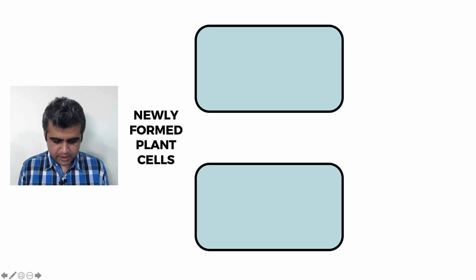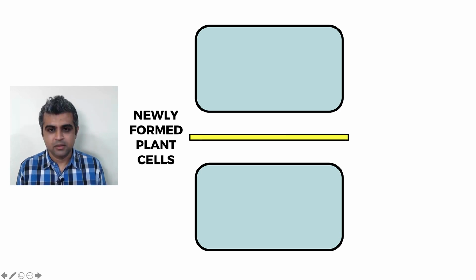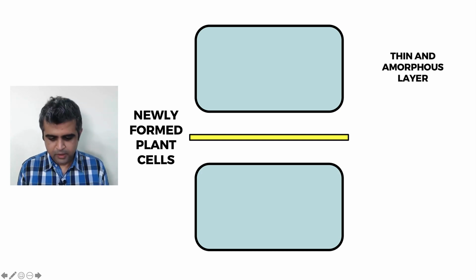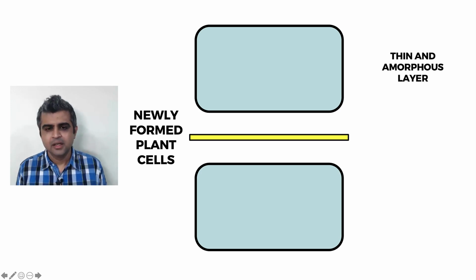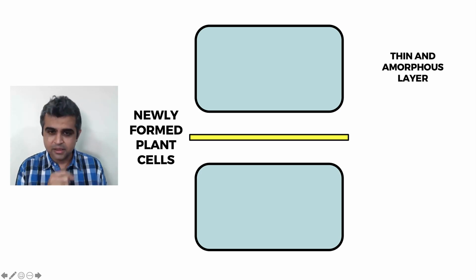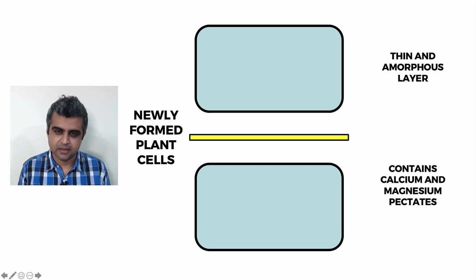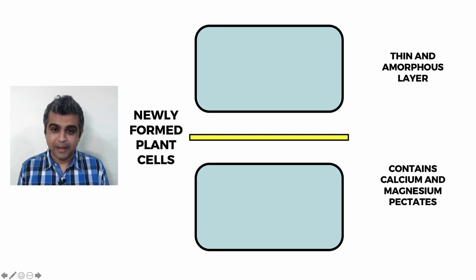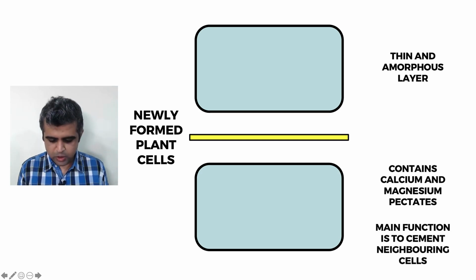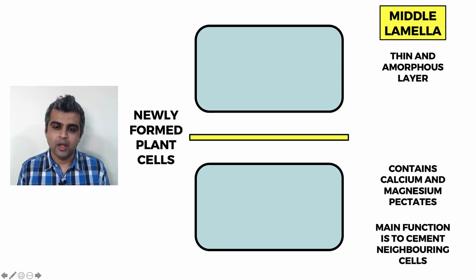So in between these two newly formed plant cells, you will get this membrane which will be secreted by the protoplasm of these cells. Now this thing which you see here is a thin and amorphous layer. So it is thin and does not have a proper definite shape. Here I have shown it as a straight line, but it can be slightly up or down. This, dear students, is going to be containing calcium and magnesium pectates. Pectin salts. The same pectate or pectin that we were talking about which cements the neighboring cells. This is called the middle lamella.